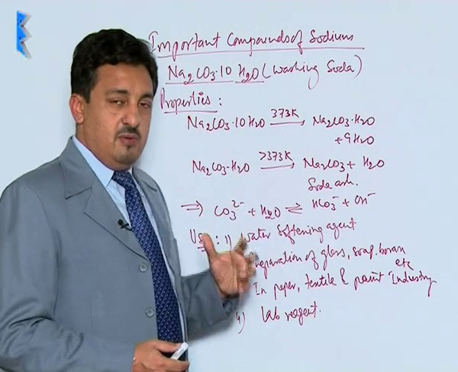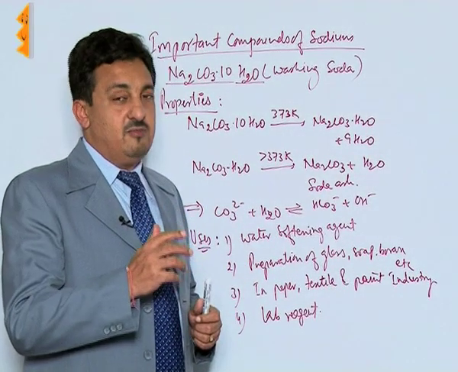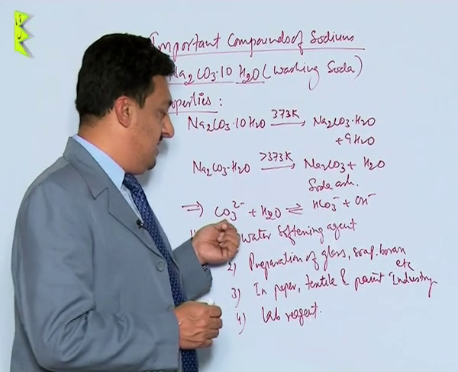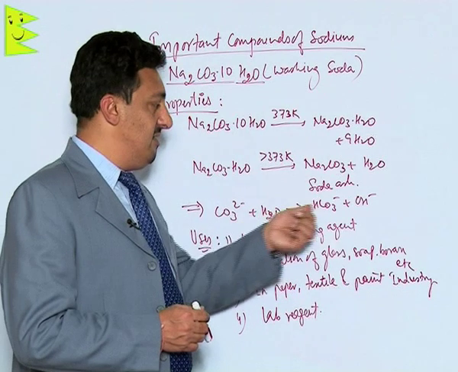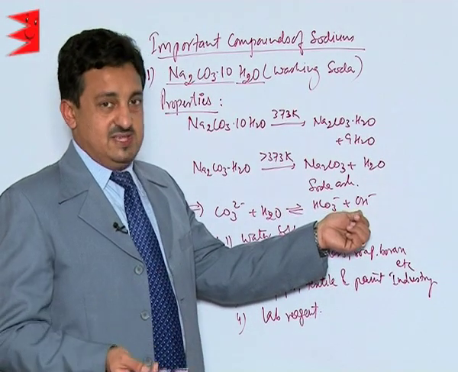Now, the most important thing to note is that sodium carbonate, when dissolved in water, makes the water basic. Why? Because the carbonate ion undergoes hydrolysis and releases OH minus ions. So this makes the medium basic.